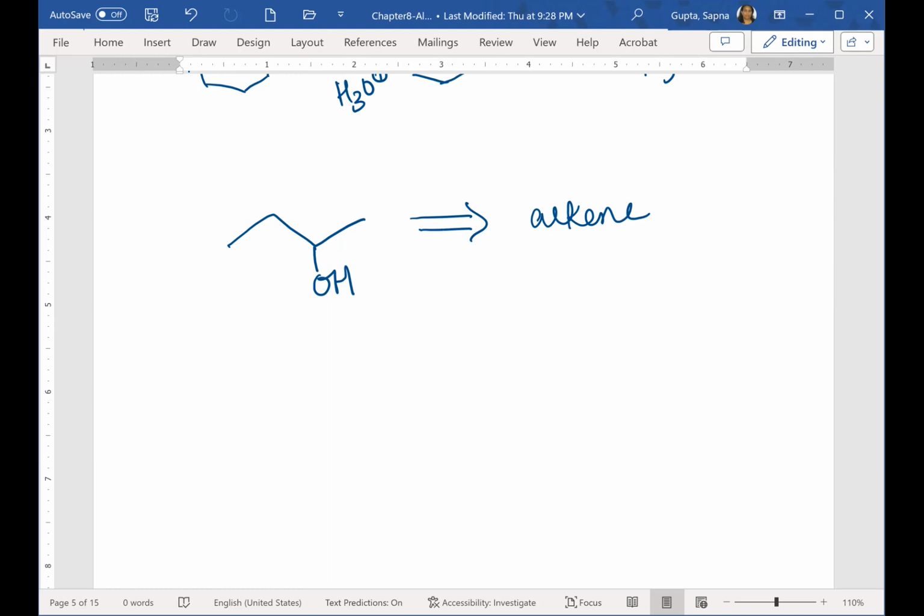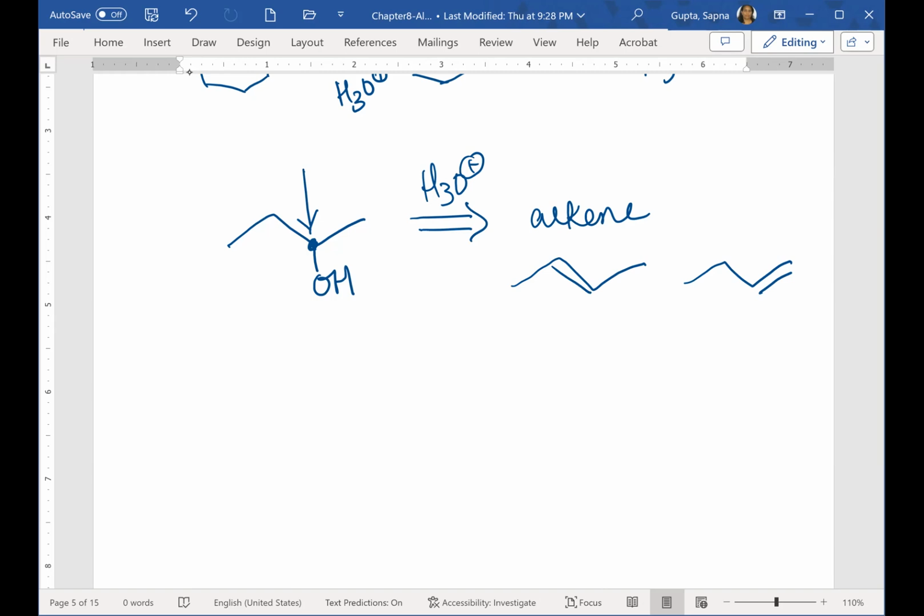Now you know that with an alkene, you can use H3O plus, right? In order to get the alcohol. So that much you know. So now it's just a matter of, okay, what alkene can you use? So alkenes possible because your alcohol is on carbon number 2, your alkene can be here or your alkene can be here. Okay, you can have 2 different alkenes.